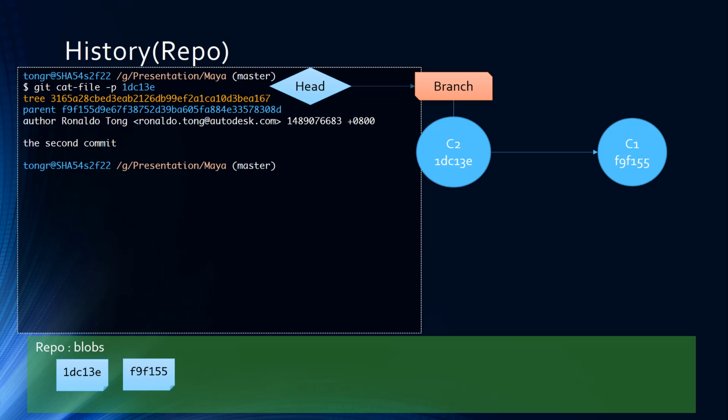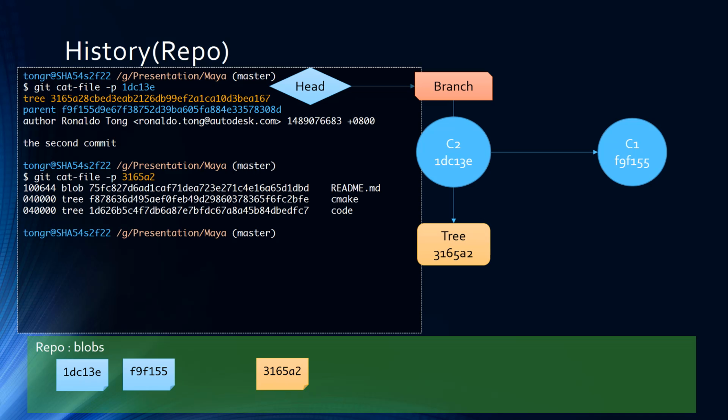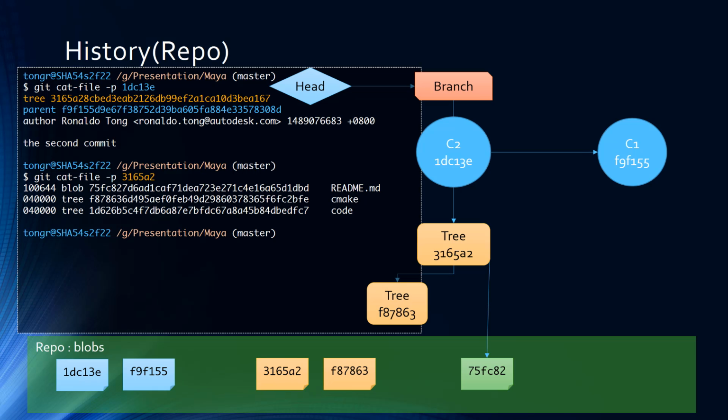Go back to the latest commit. There's a root tree 316582 in the repository, and it represents the root working directory. In this tree, we find a file named readme.md, whose content could be represented by the blob 75fc82 saved in the repository. Besides, we have a subtree f87863, which represents the CMake folder under the root working directory. And we have a subtree 1d626b, which represents the code folder under the root working directory.